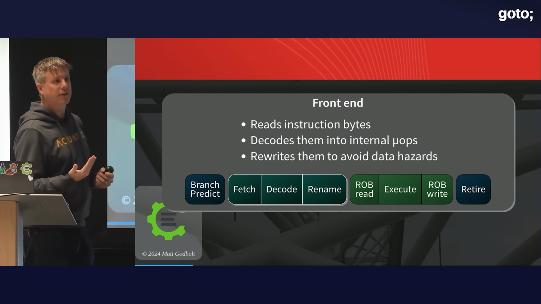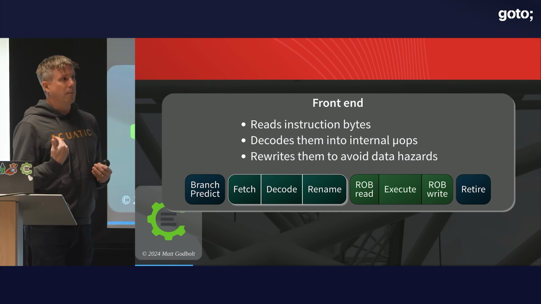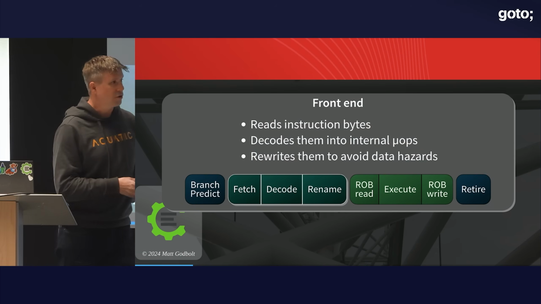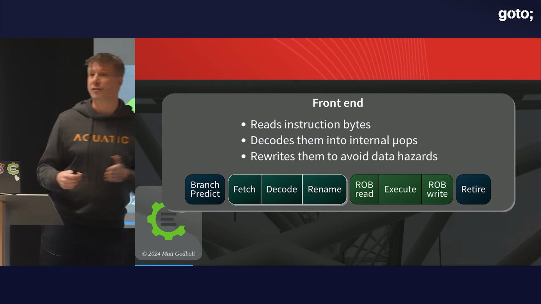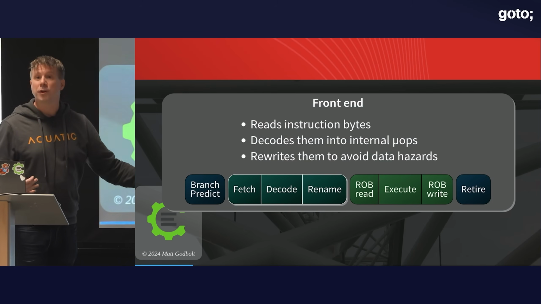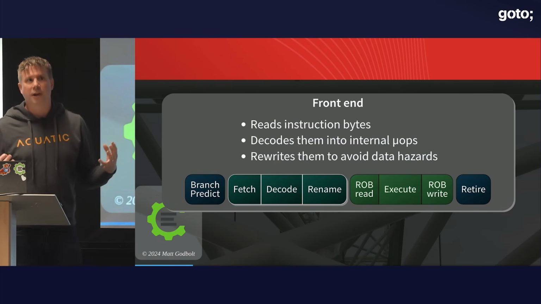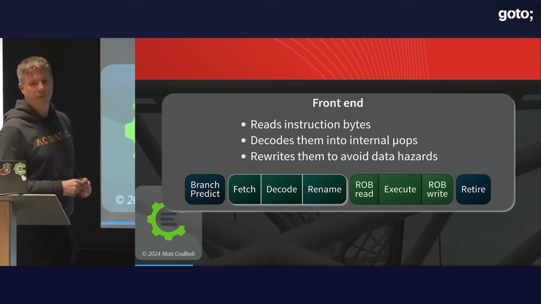But if you've ever looked at x86 machine code and the assembly code that goes with it, a single x86 instruction can be anywhere between 1 byte and 15 bytes long. And so there's a lot of complicated stuff that goes into decoding that and turning it into some kind of understandable: what is this instruction? Is it an add? Is it a subtract? Is it a multiply? Those kinds of things.